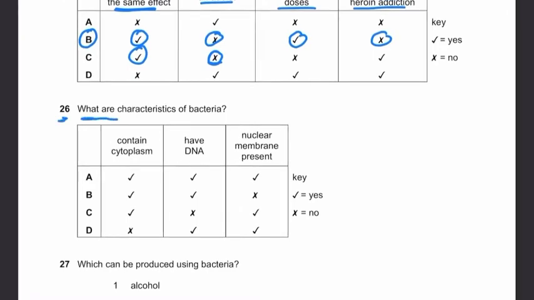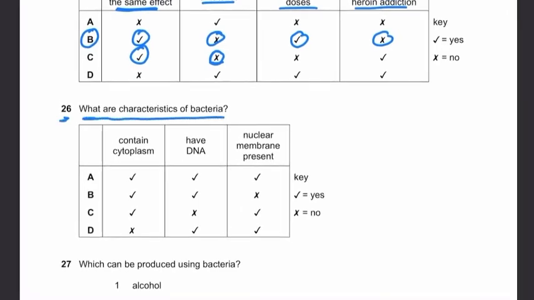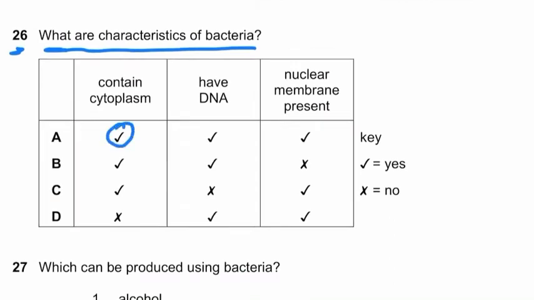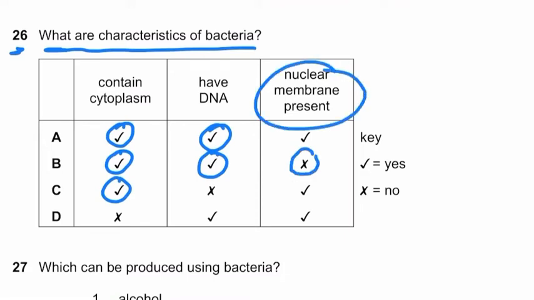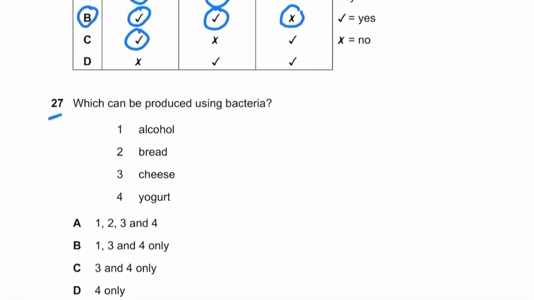What are the characteristics of bacteria? Guys, as you all know that all bacteria contain cytoplasm, all bacteria contain DNA, but there is no nuclear membrane in the bacteria because there is no nucleus in the bacteria, so there is no nuclear membrane. The answer is B. Let's move on to MCQ number 27, which can be produced using bacteria.